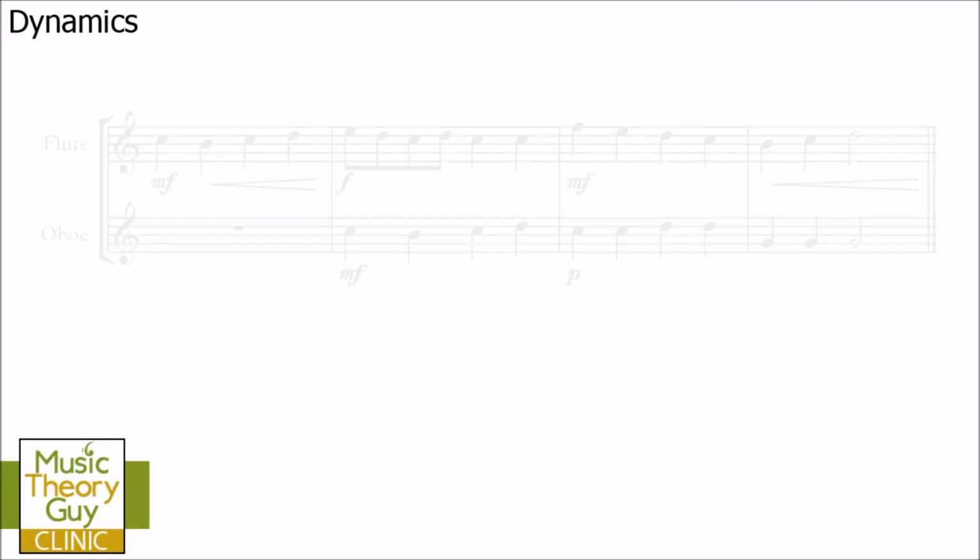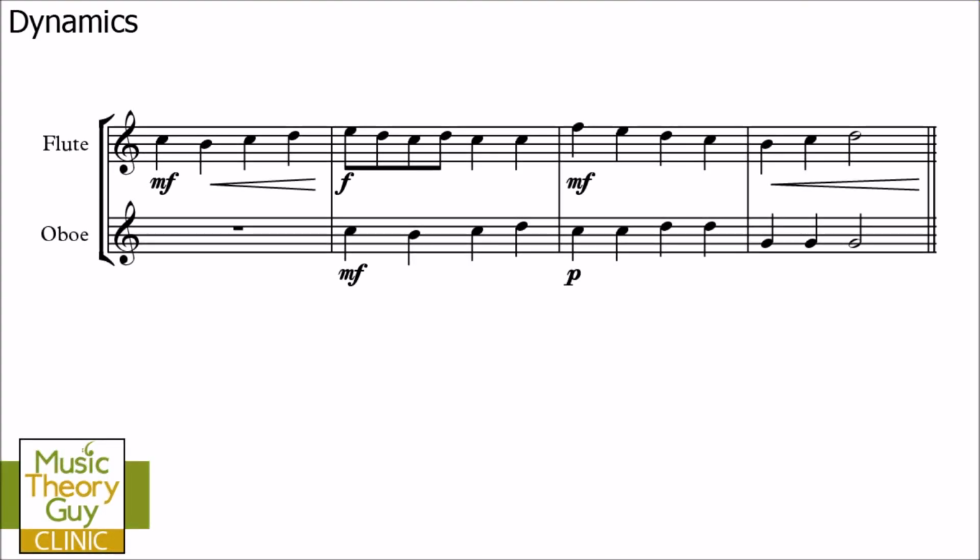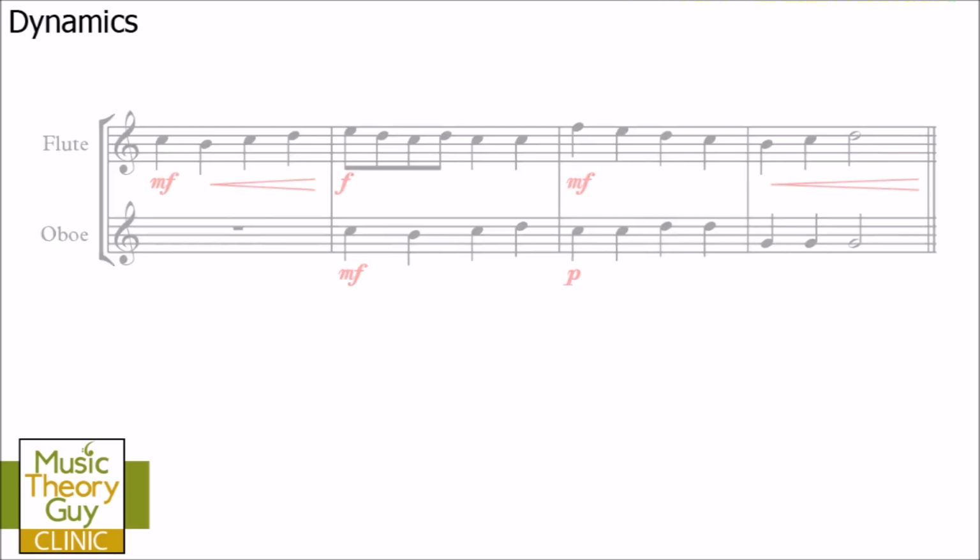Okay, so here's a very simple piece of music. We've got a flute and an oboe. The flute is playing all the notes on the top line and the oboe is playing all the notes on the bottom line. Now, as you can see, and I've highlighted them red, these are the dynamics. They tell the flautist or the oboist how loud or quiet to play the notes. So let's have a look at how loud or quiet each of those symbols mean.